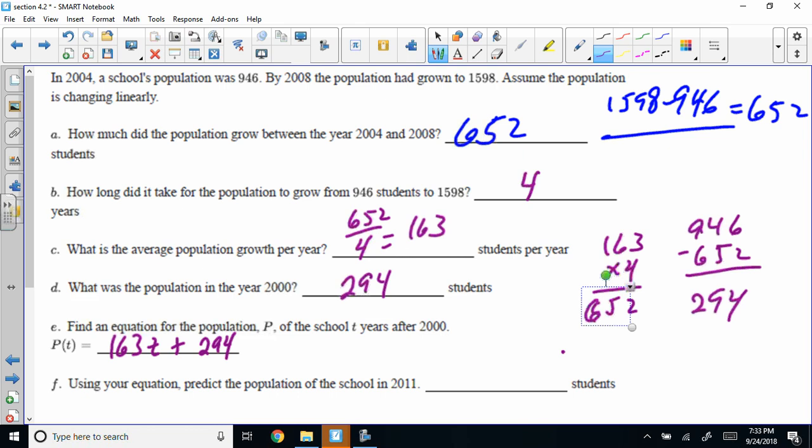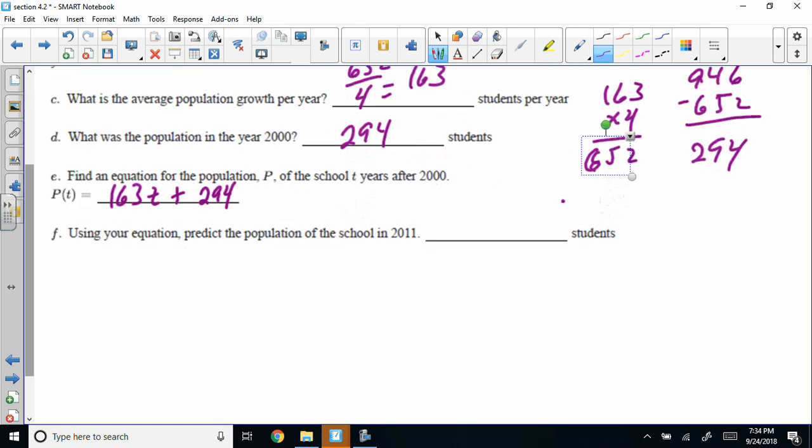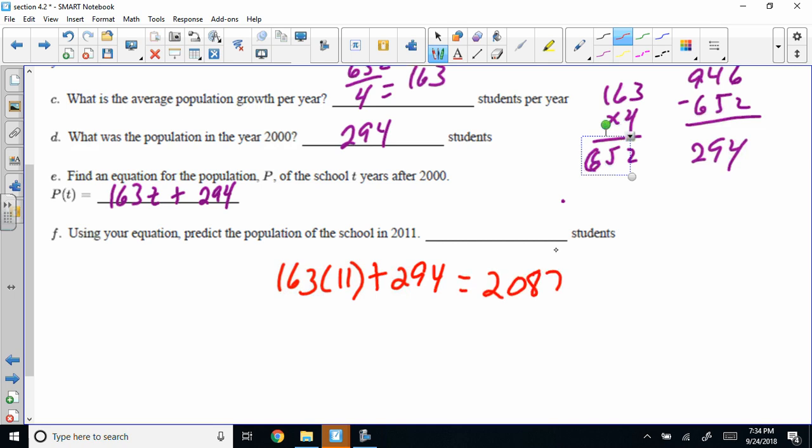So using your equation, predict the population of the school in 2011. Well, you can't just put 2011 in there. What do you put in there? What do you put in this equation, guys? That's exactly right. It'd be 163 times 11 plus 294. And let's pop it in a calculator. 2,087 students. How about that?